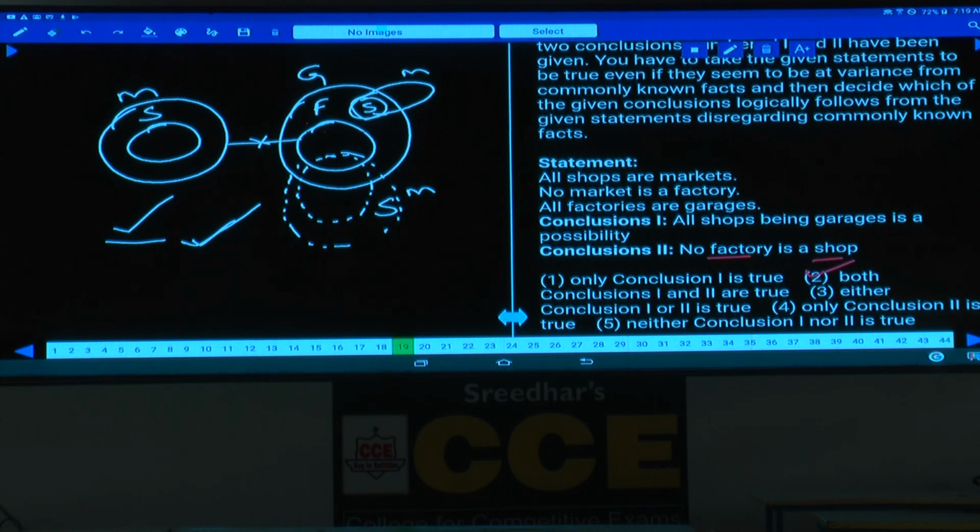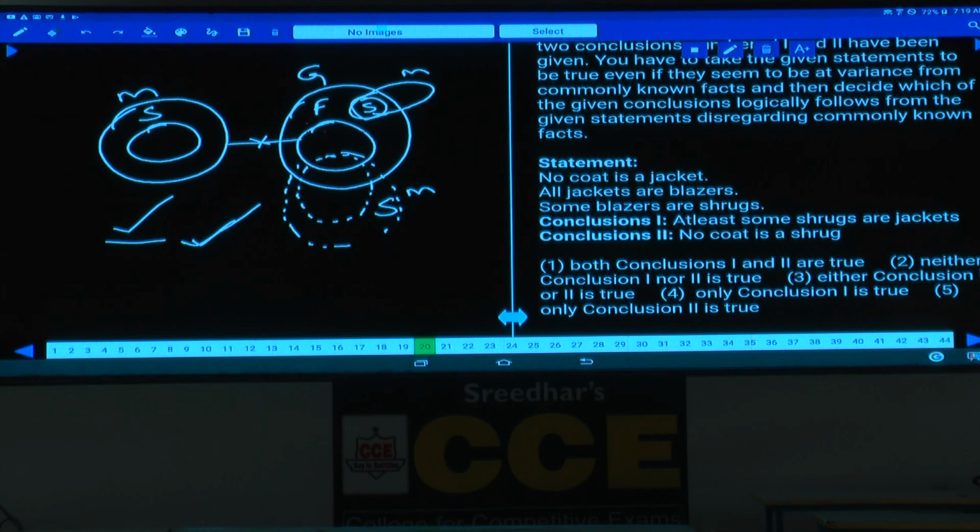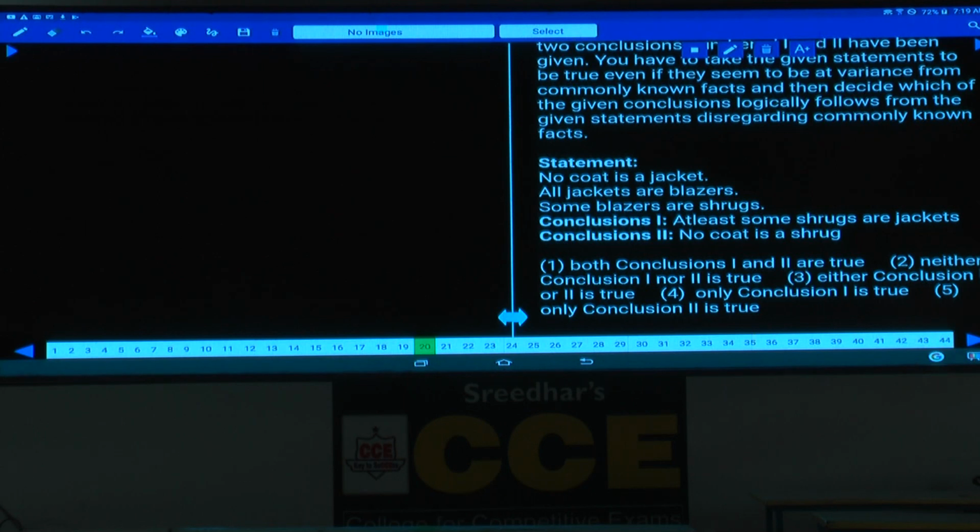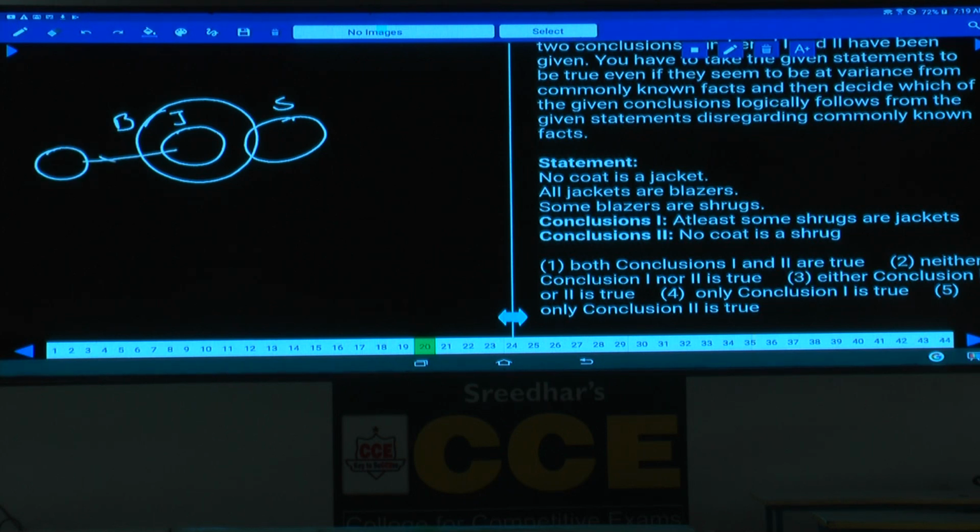19th one, choice 2. Then coming to question number 20. Now in 20, all jackets are blazers. And some blazers are strucks. And no coat is a jacket. No intersection between coat and jacket. All jackets are blazers and some blazers are strucks.